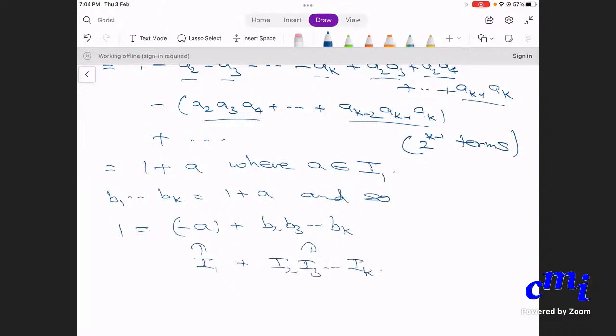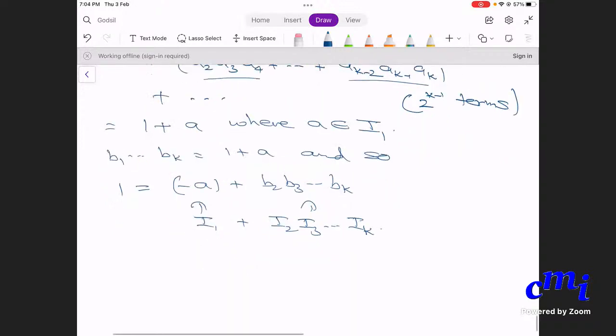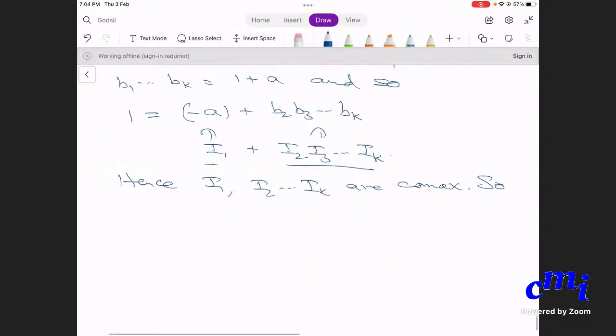So we have seen that the element 1 can be written as a sum of elements in the ideal I1 and in the ideal I2, I3 up to Ik. Okay, so that means this and this are co-maximal. Hence, I1 and this product ideal are co-maximal. And so their intersection and product are the same. So I1 intersect I2 up to Ik is equal to I1 I2 up to Ik.